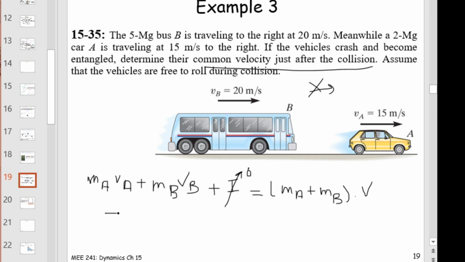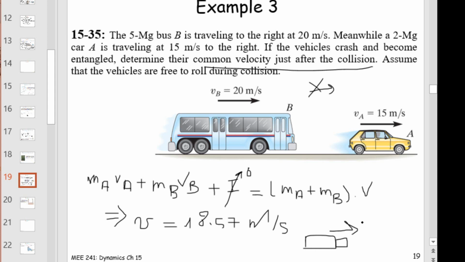Okay? So if you substitute each term by its value, you're gonna have that v is equal to 18.57, and of course it's in the positive direction. So 18.57 meters per second. So guys, after collision, if this is the bus and this is the car, they will be entangled and they will roll together with this velocity that is equal to 18.57.